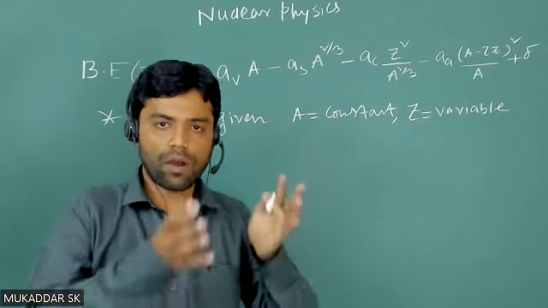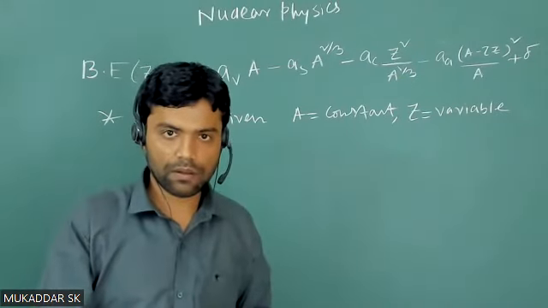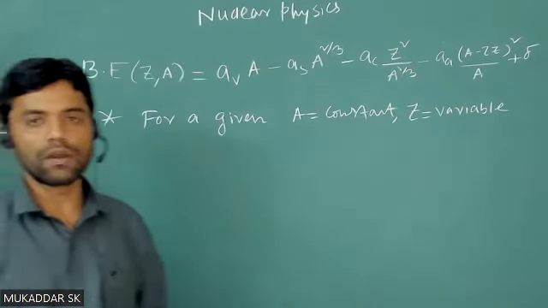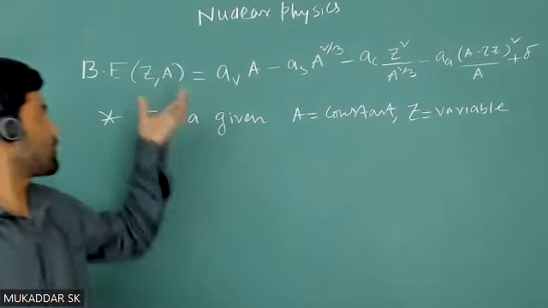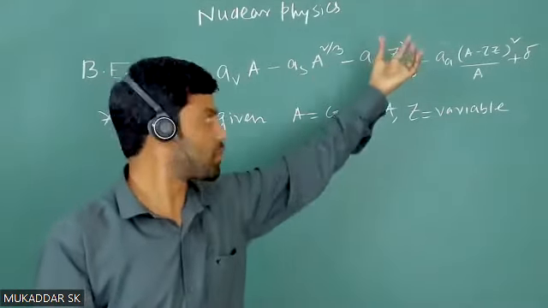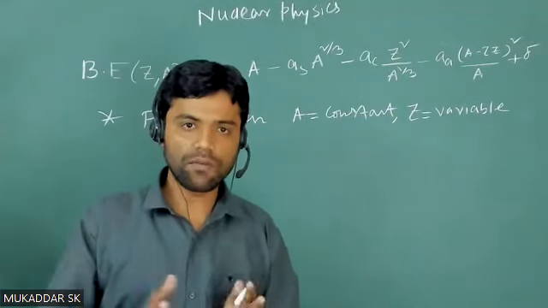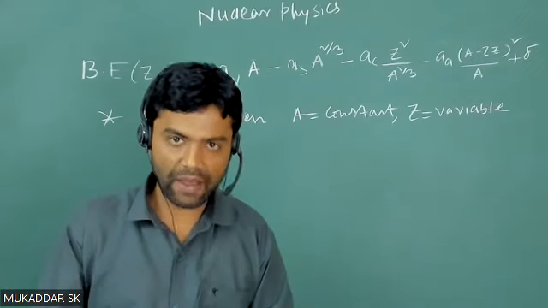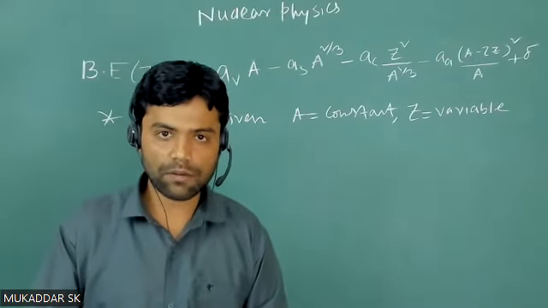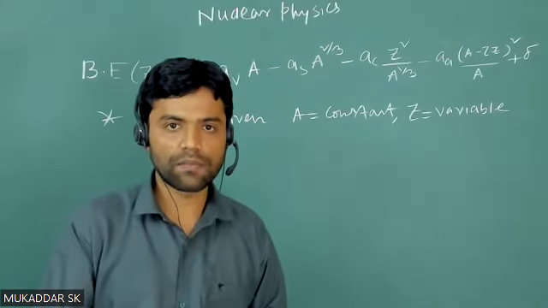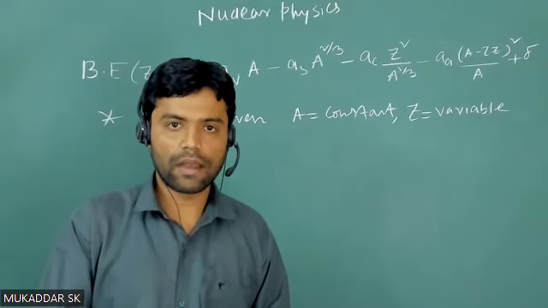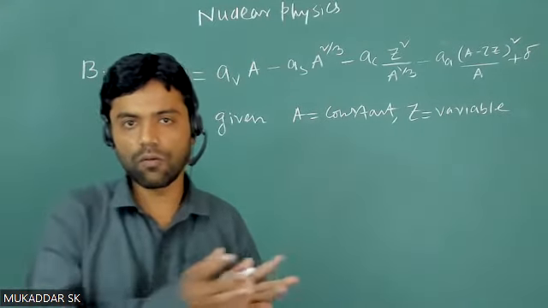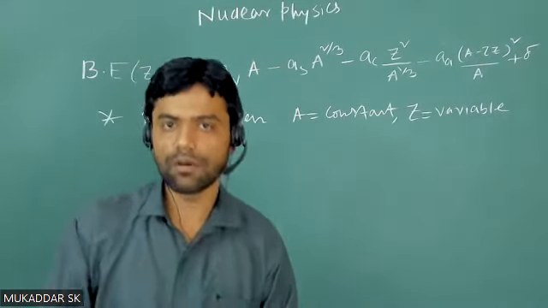okay? So from an isobaric family, which one will be the most stable, that I can predict from the liquid drop model, because I can see binding energy is a function of Z. Okay, function of Z. And for the most stable nucleus, binding energy will be maximum. For the most stable nucleus, binding energy will be maximum. Okay. And I can find the value of atomic number corresponding to that most stable nucleus.